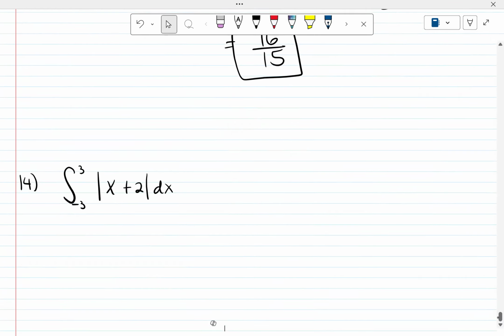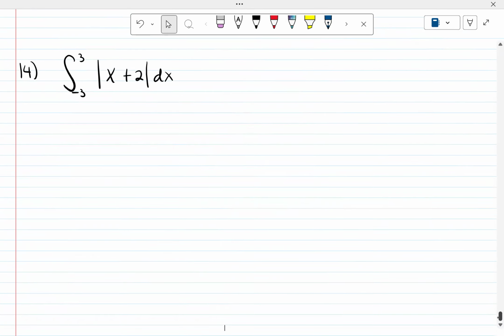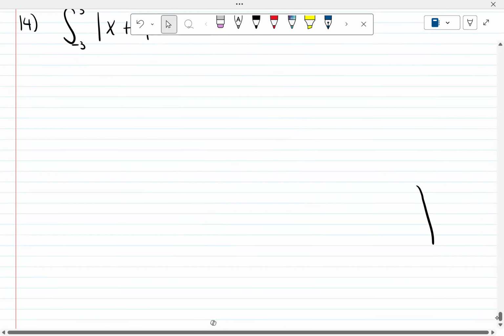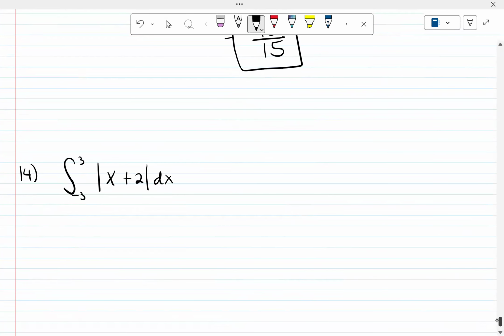Okay, so number 14, the last one. We got to take the integral from -3 to +3 of the absolute value of x plus 2 dx. So, how would I do this? I don't think there's a special technique that I know of. What I would do is draw it and then go from there.